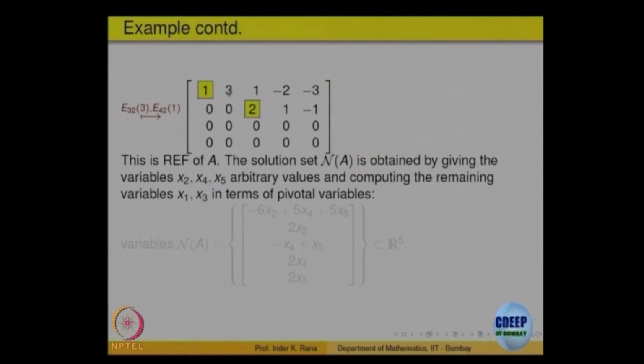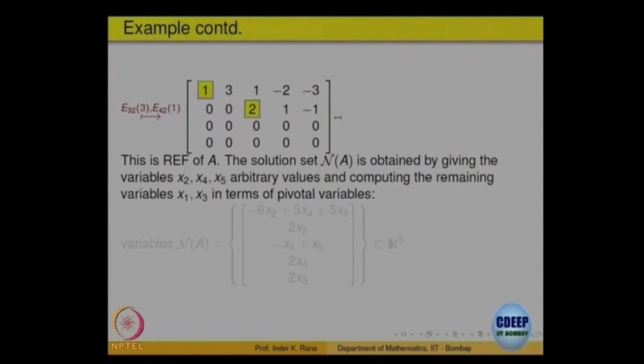x1 plus 3x2 plus x3 minus 2x4 equal to 0, right. The next one will give me 2x3 plus x4 minus x5 equal to 0, right. So, only 2 equations I will get. Rank is equal to 2. What is n? Equal to 5. So, how many independent variables are there?